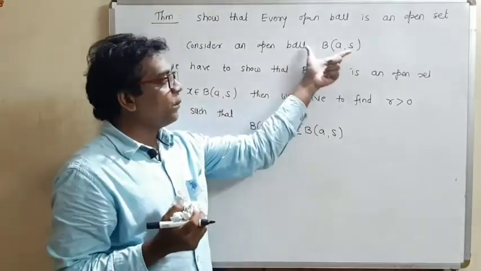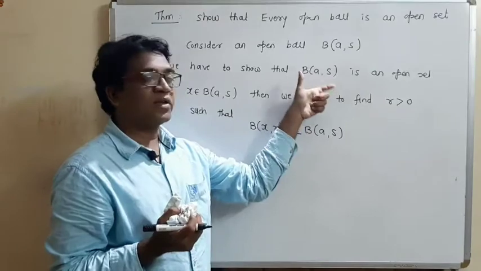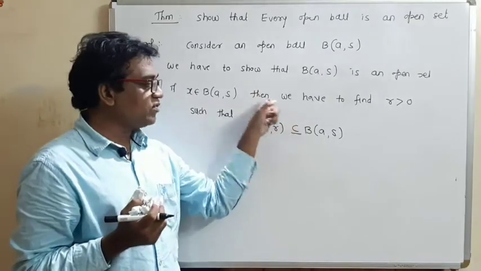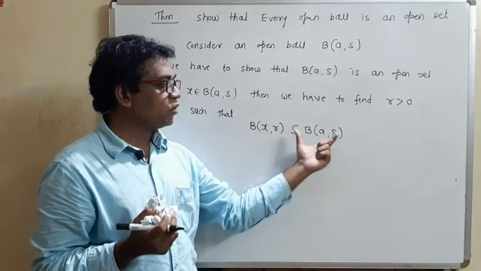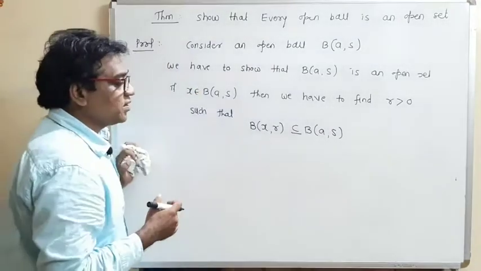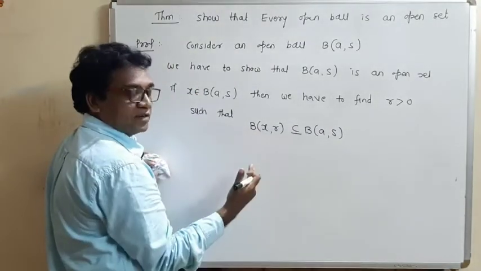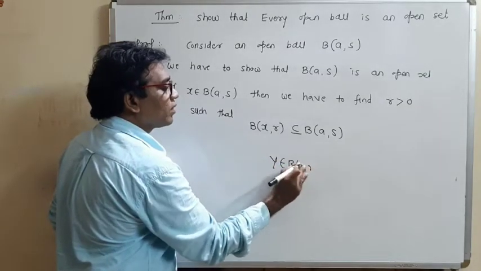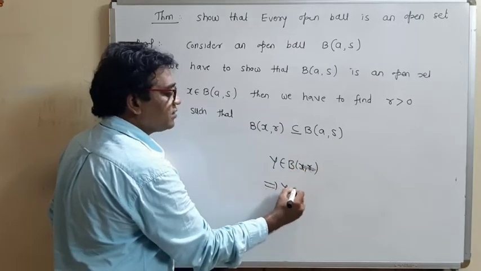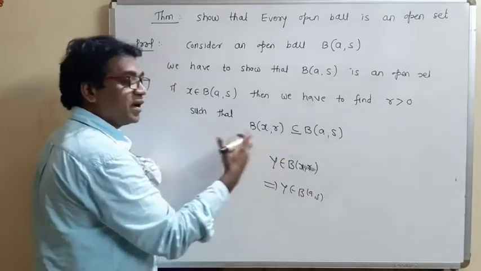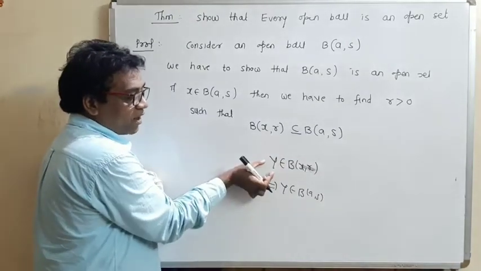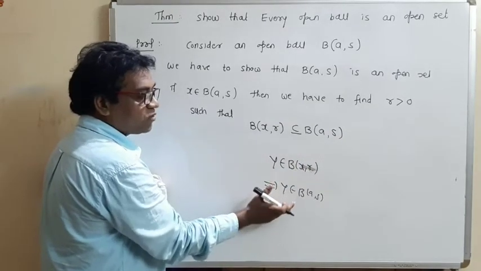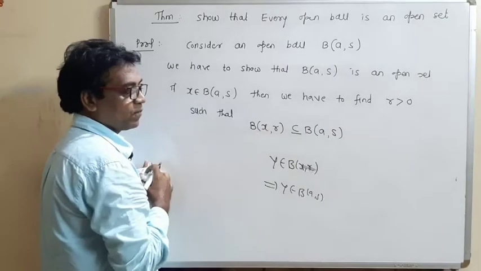So this is our basic idea. Let us consider some open ball B(a, s). Now we want to show that this is an open set. So what is the idea for showing the open set? Just find out some open sphere B(x, r) which is a subset of B(a, s). Now see how to show the subset. Subset means let us take one element from the first set B(x, r) and show that the same element is present in the second set. It is called the subset.